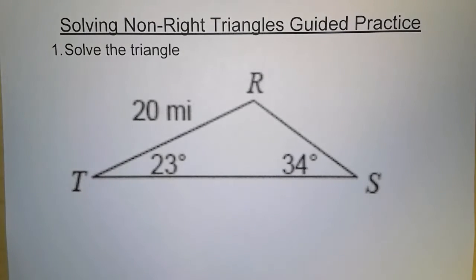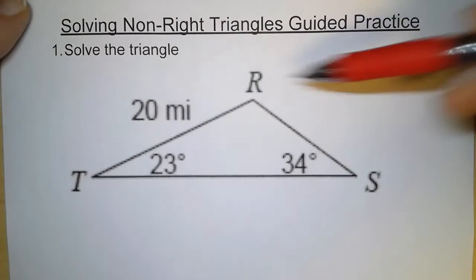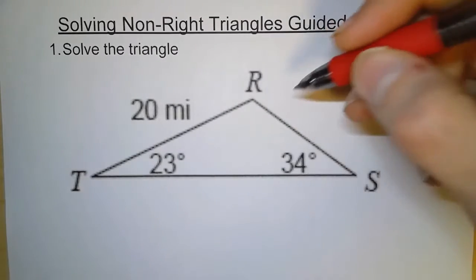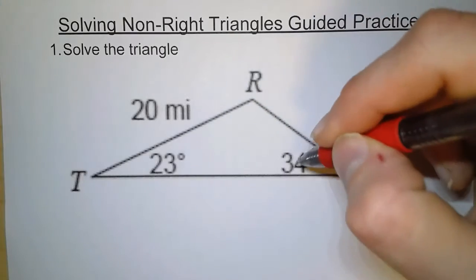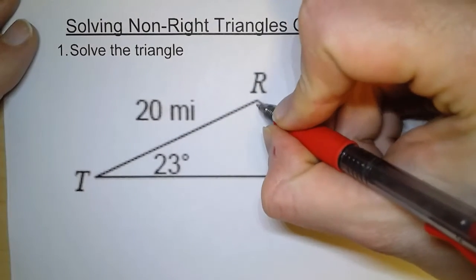So here with this one, we want to solve this triangle. So we want to figure out what is angle R, what is RS, and what is ST. Now angle R we can figure out very quickly. We can subtract 23 degrees and 34 degrees from 180. So I'm not going to worry about that. We'll get that quickly at the end.